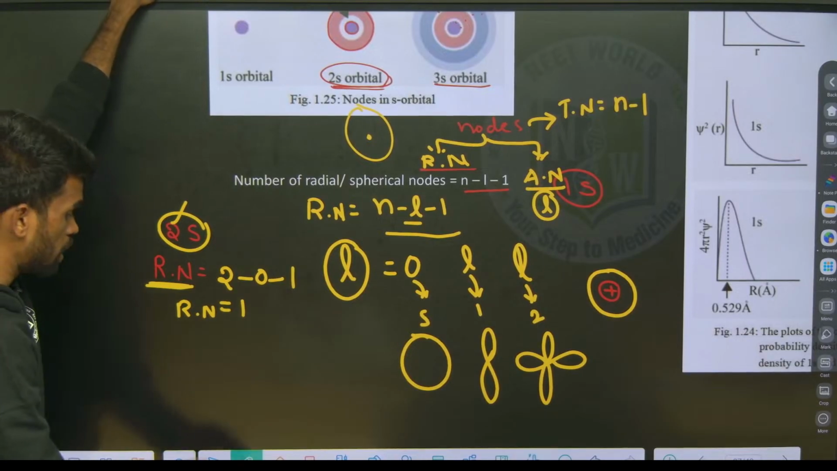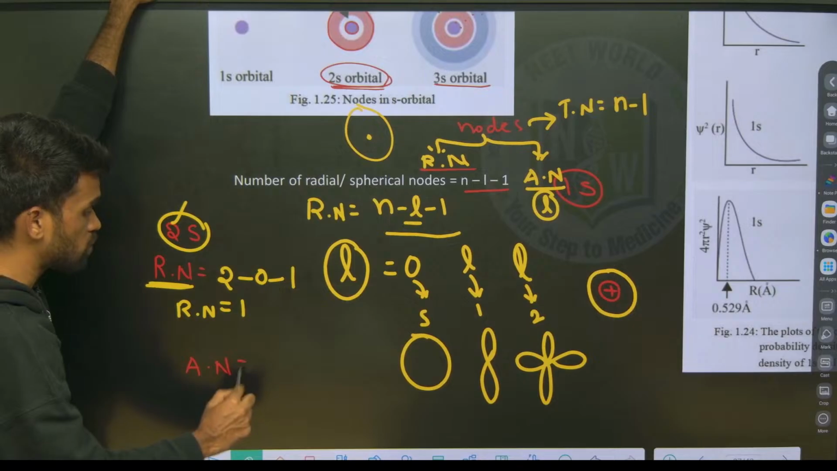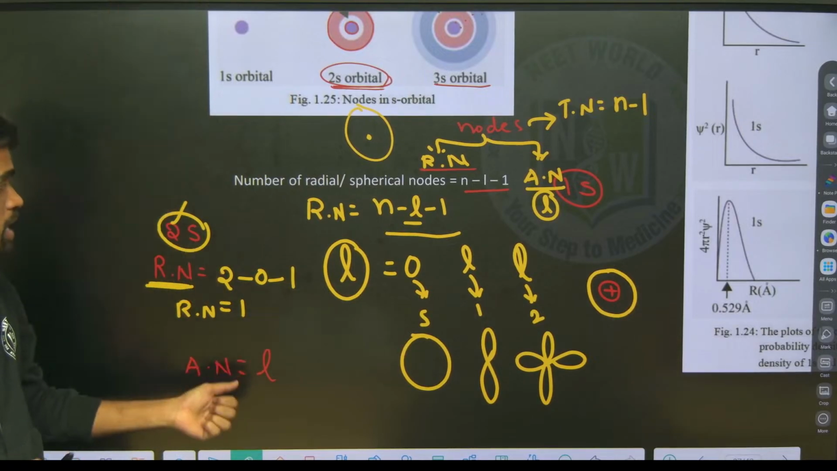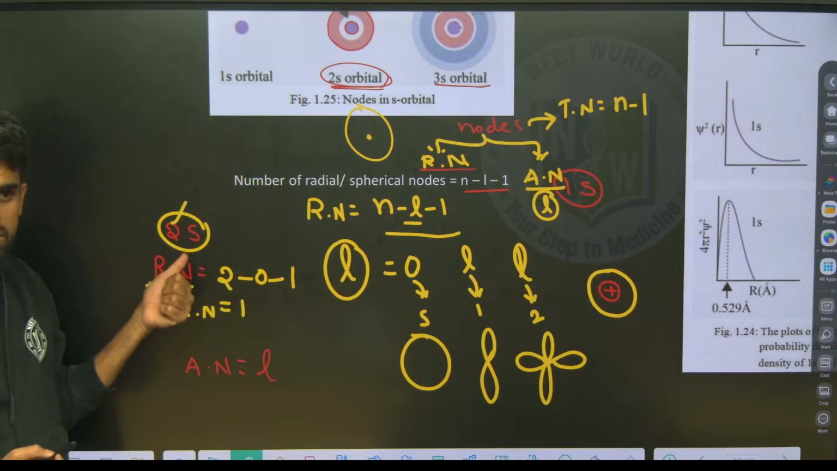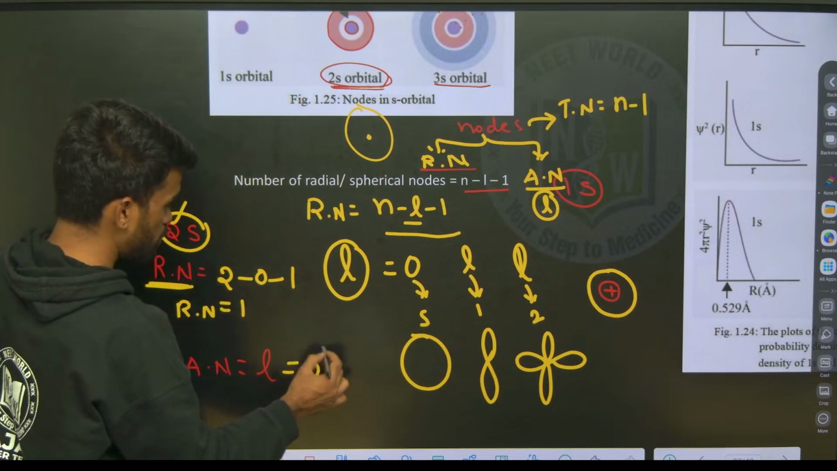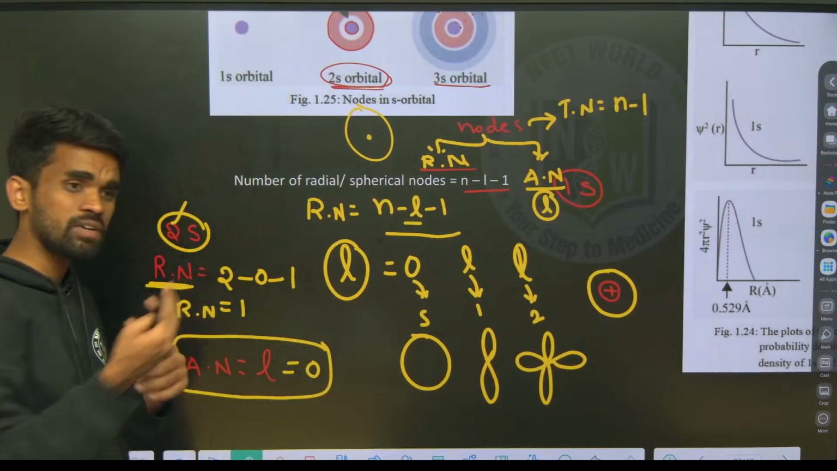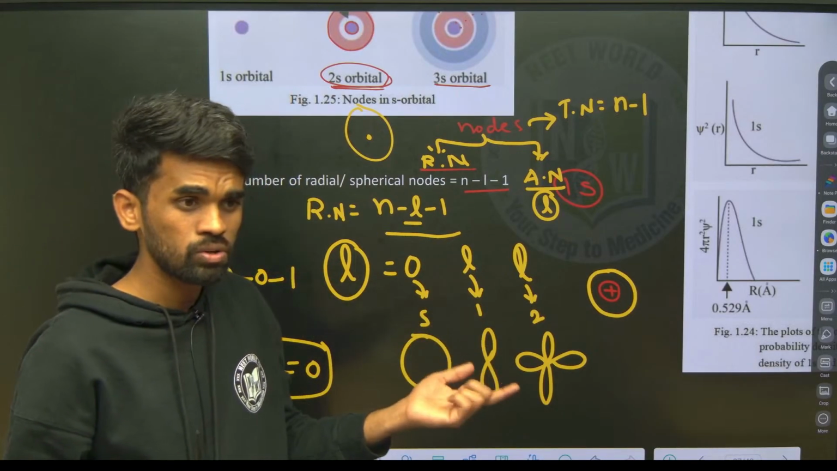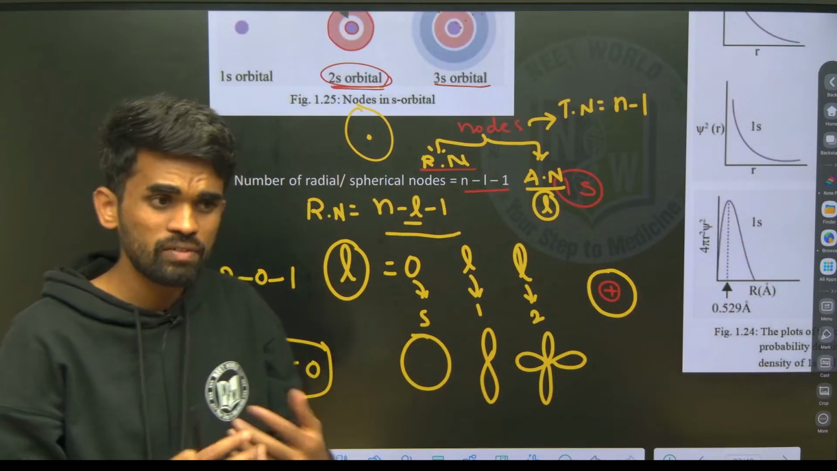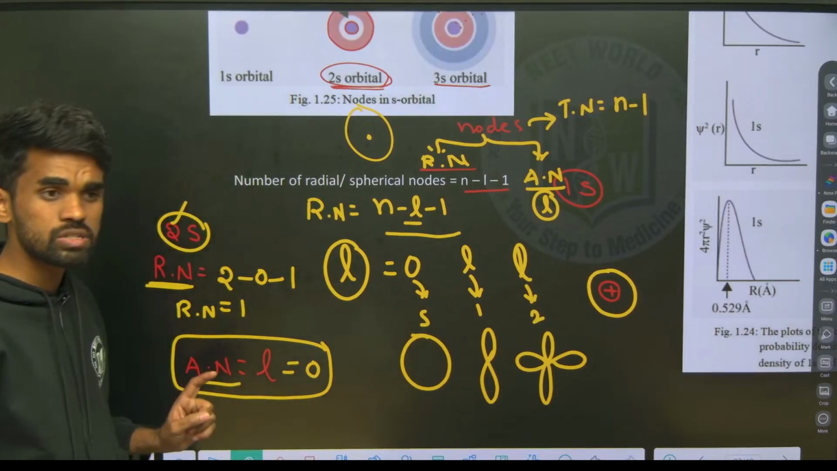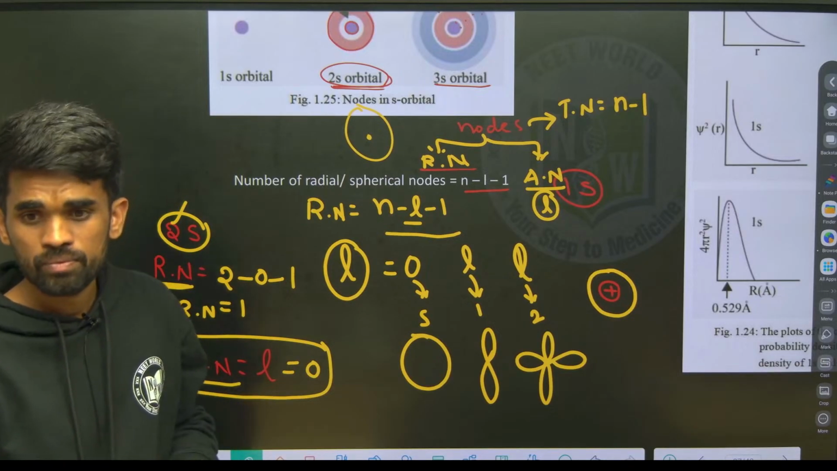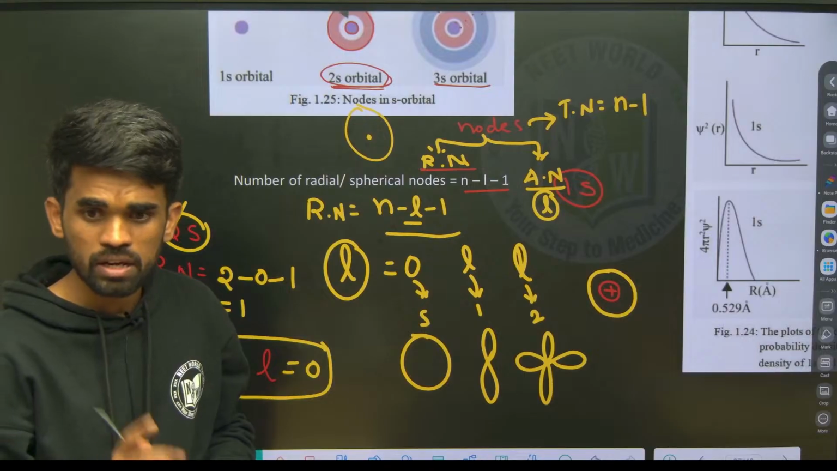What I told you: angular nodes are just equal to the angular quantum number L. So what is the L value for s? 0. Therefore angular nodes will be 0, always, whatever the orbital, 1s, 2s, 3s, 4s, the angular nodes are 0 in case of an s orbital. In case of p, angular nodes are 1.